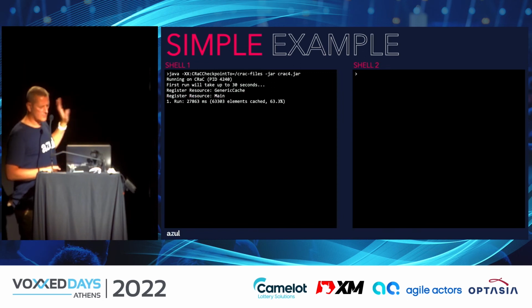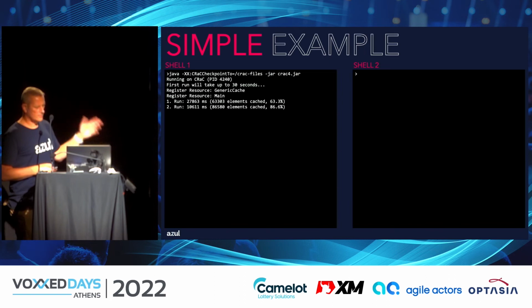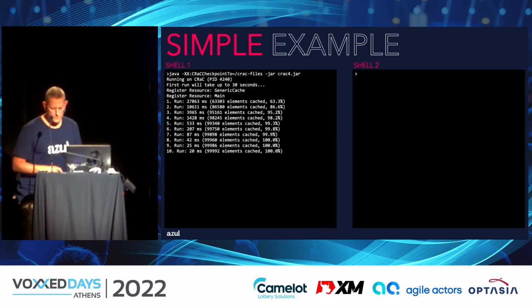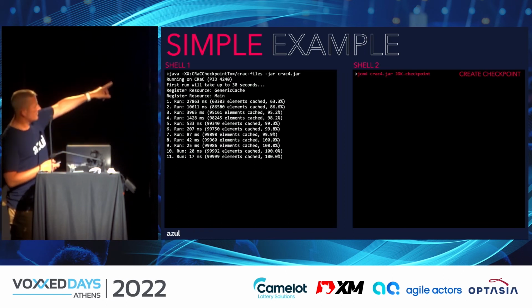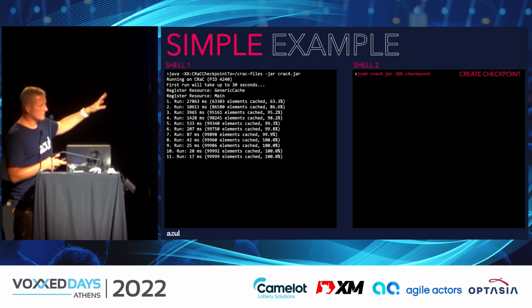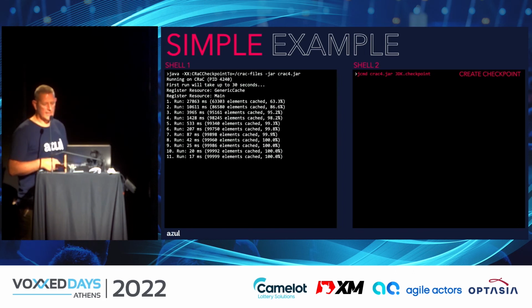And then the first run was really slow. This is because it runs in a virtual machine here, so it took 27 seconds for the first iteration. And then the second one, 10 seconds, 4 seconds, and so on, faster and faster over time. And then when we reach, for example, 17 milliseconds, I go to a second shell window and execute the jcmd command, and I call it with the jar file. You can also use the PID, it doesn't matter. So we see the PID on the left side. I could also use the PID, but I use the jar here and create the checkpoint.